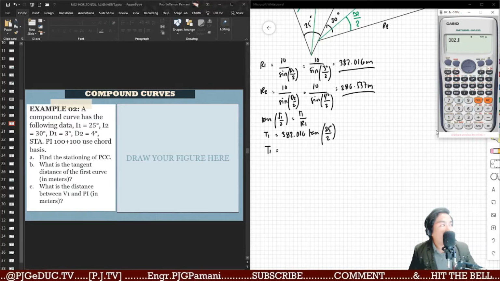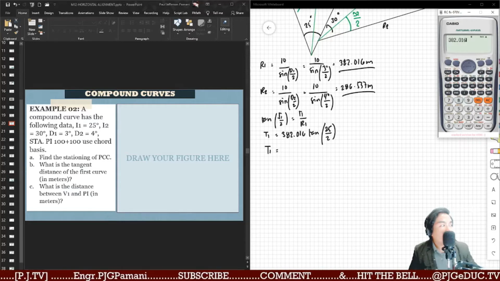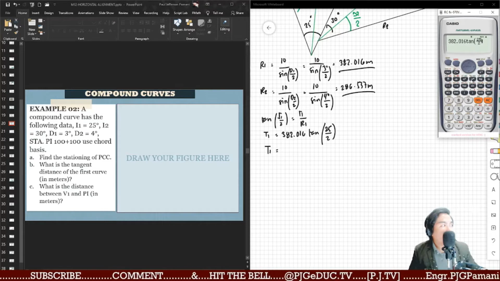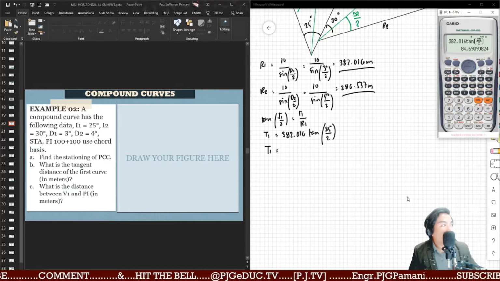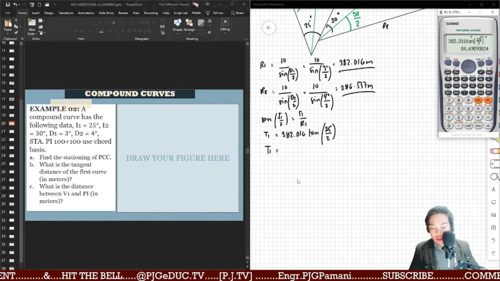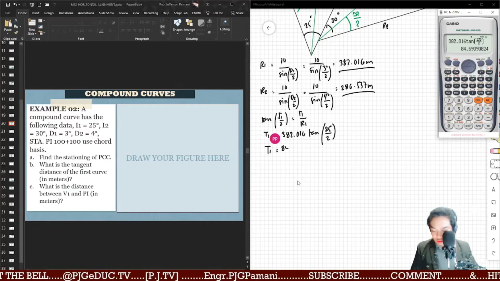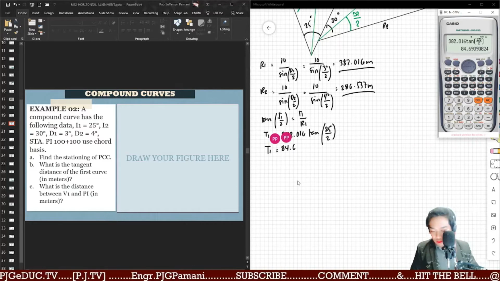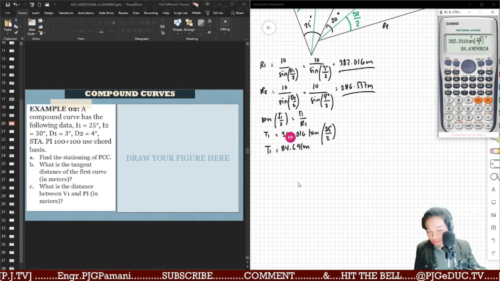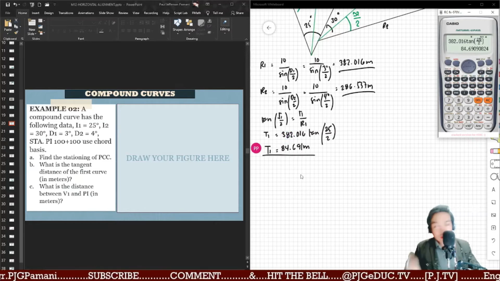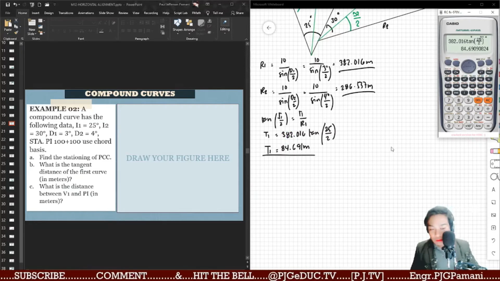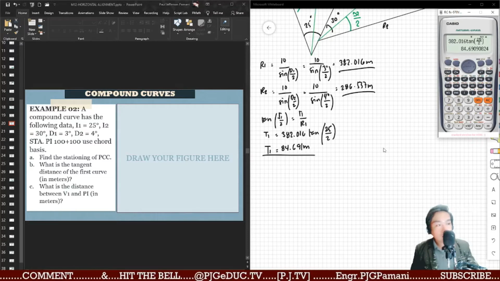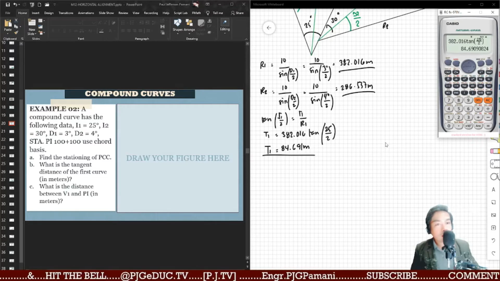Hello? Yes, sir. That is now 84.691 meters. Okay? Let's solve everything since it flows straight on later. Next is X, then T2, then the length of the arc.